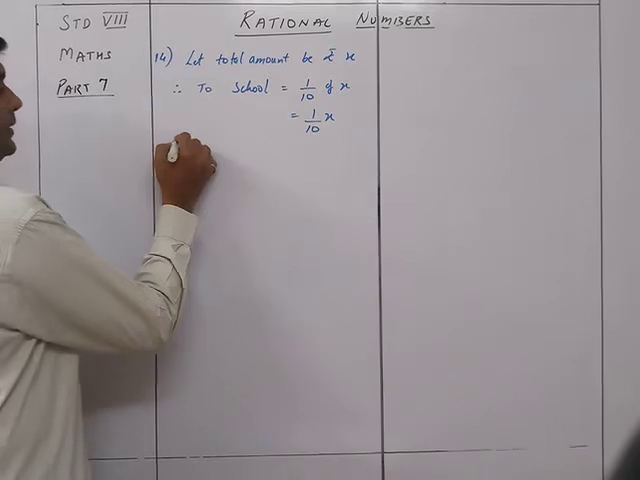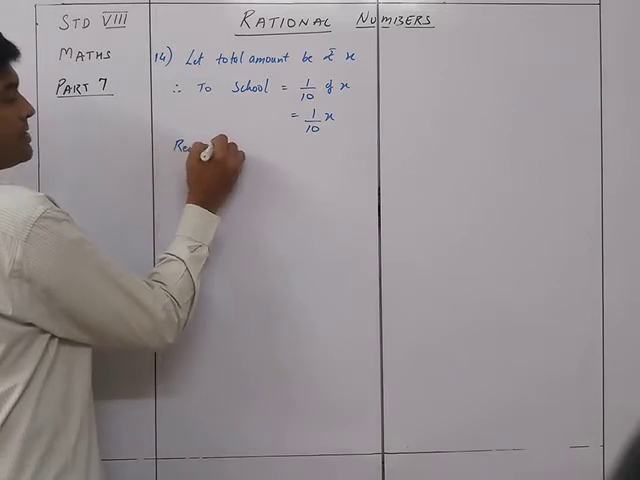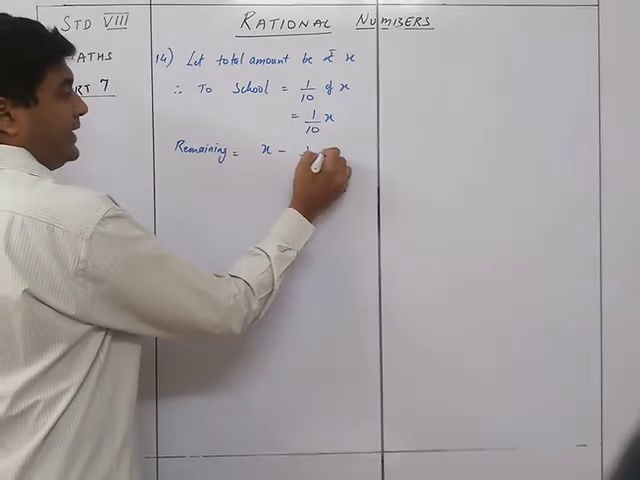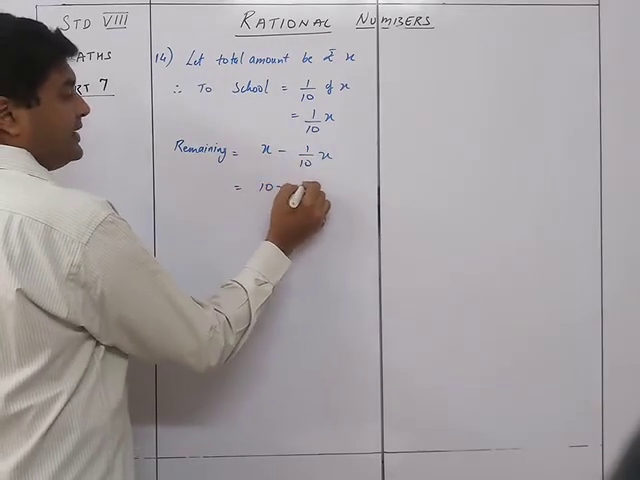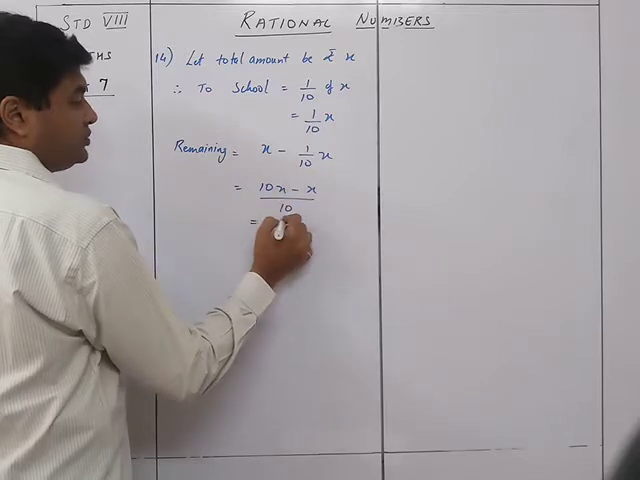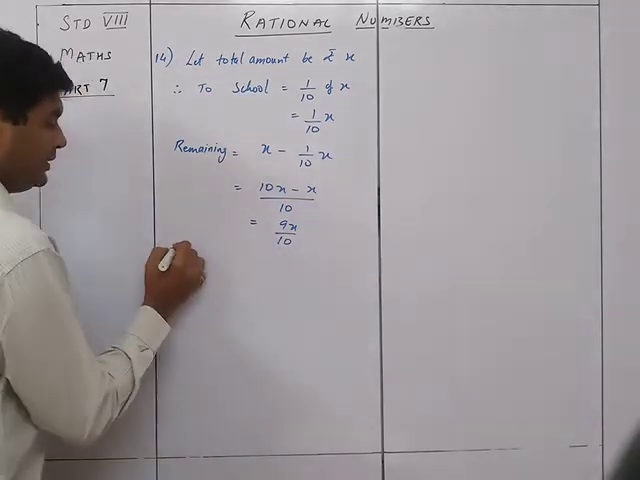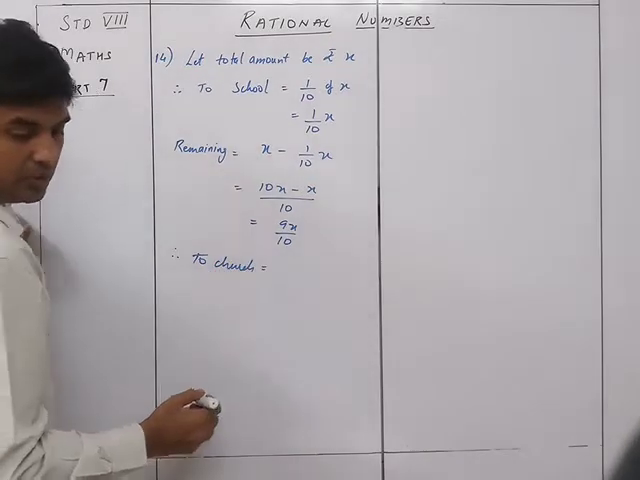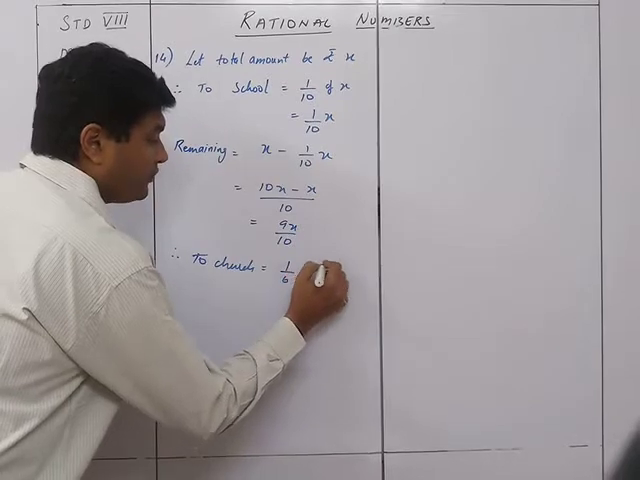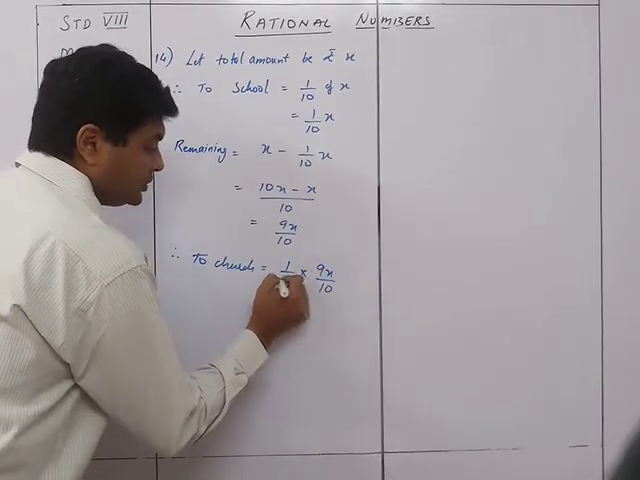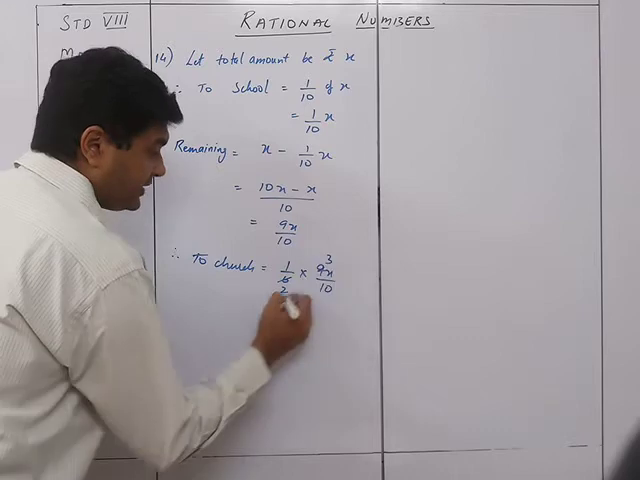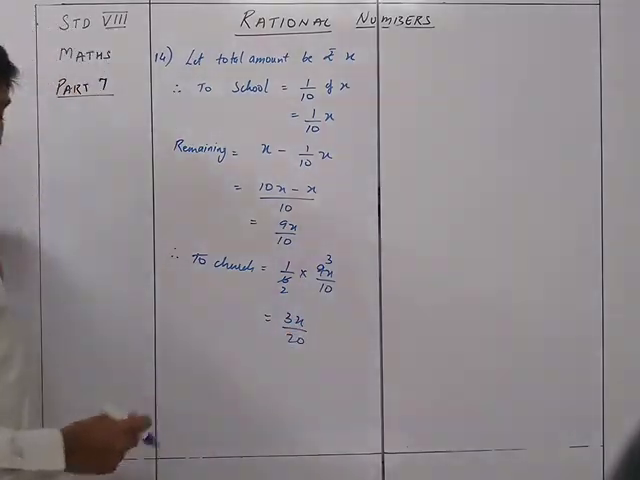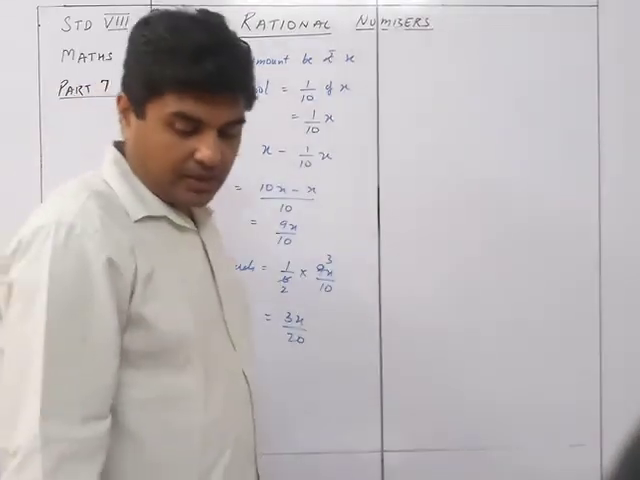So remaining is equal to x minus 1 upon 10x, which is equal to 10x minus x upon 10, which is equal to 9x upon 10. Therefore, to church is equal to 1/6 of 9x upon 10. So that cancels, 2 3s are 6, 3 3s are 9, it's equal to 3x upon 20. That's the amount given to the church.